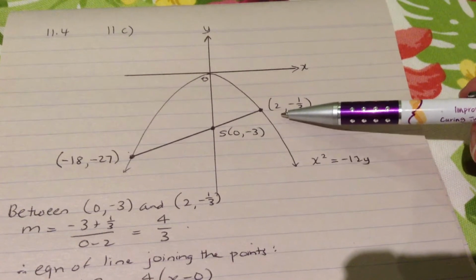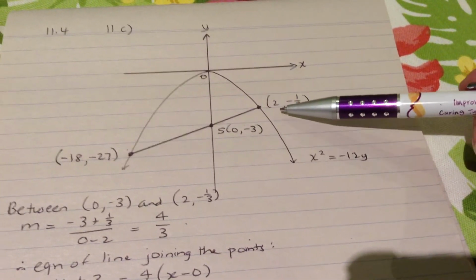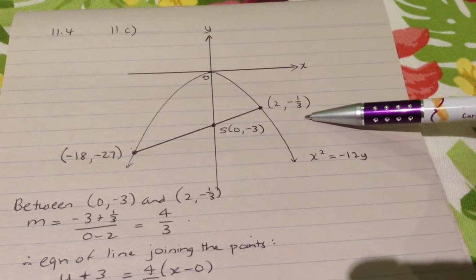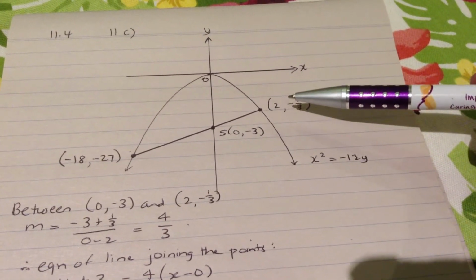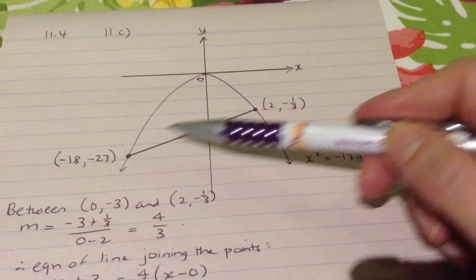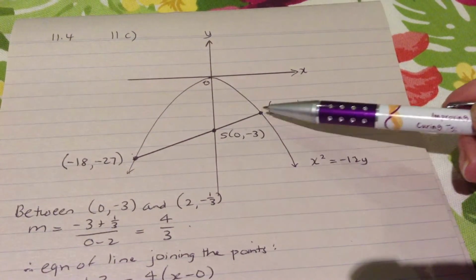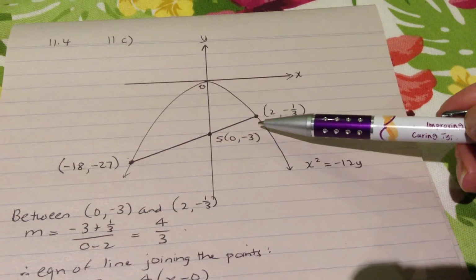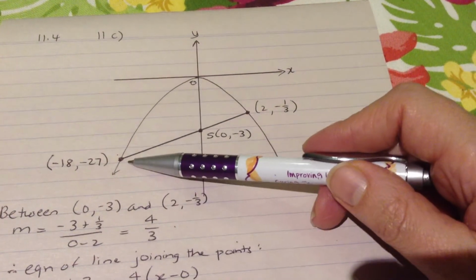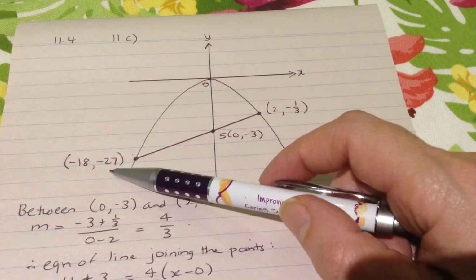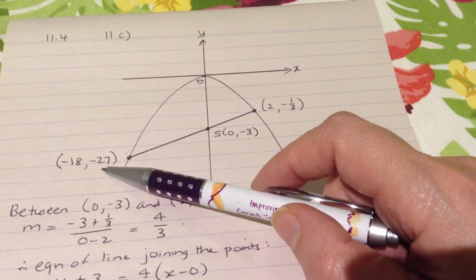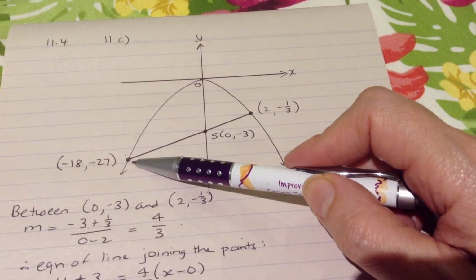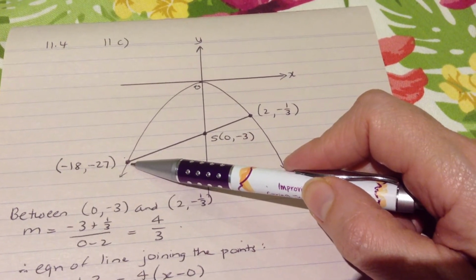And you were given a point on the parabola in part C, and that point was (2, -1/3). You're asked to find the length of that focal chord, because that chord goes through the focus and extends from this point to an unknown point. Now, I found that unknown point to be (-18, -27), and then I found the distance between the 2 points, because that's what they're asking for.